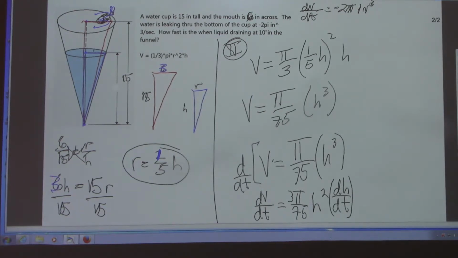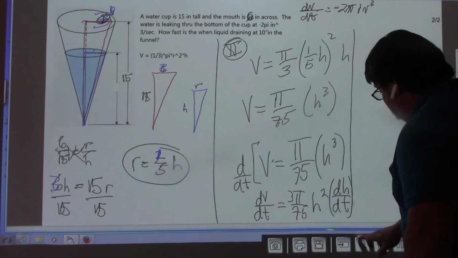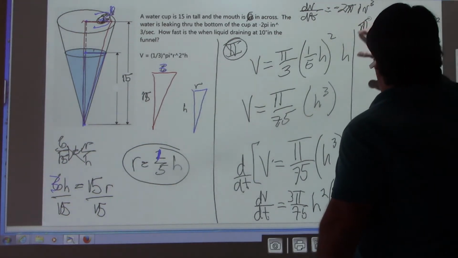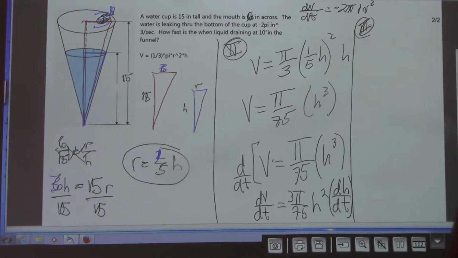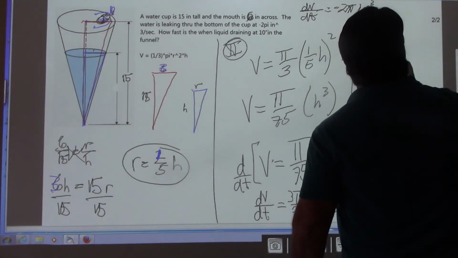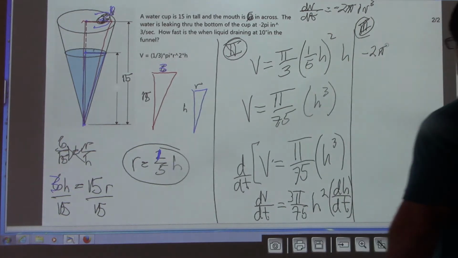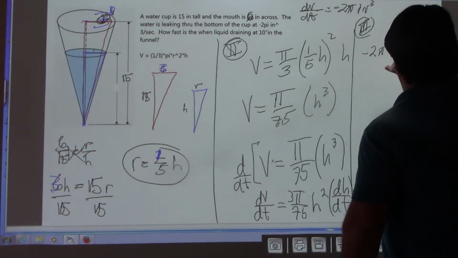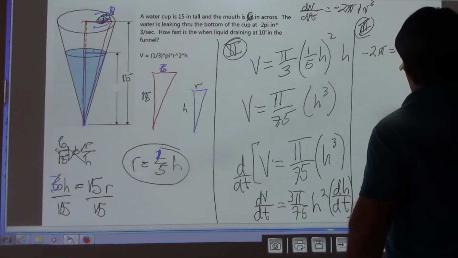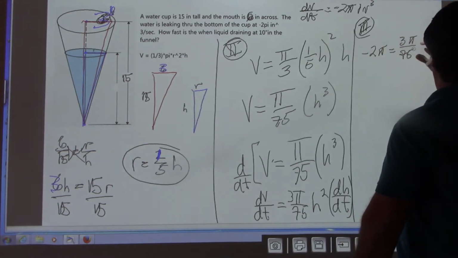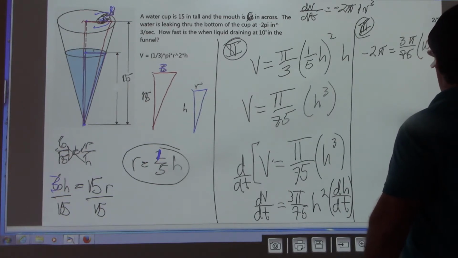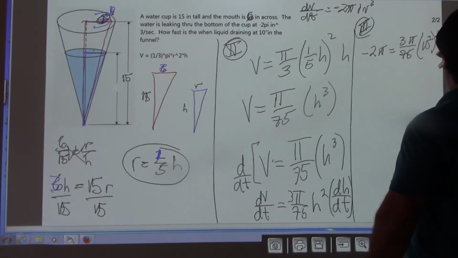So plug everything in, and that's the third part. Technically, you're going to take 3, and you're going to plug everything in. So, we know dV/dt is 2 pi, so that would be negative 2 times pi. So negative 2 pi is equal to 3 pi over 75 times 10 squared dH/dt.